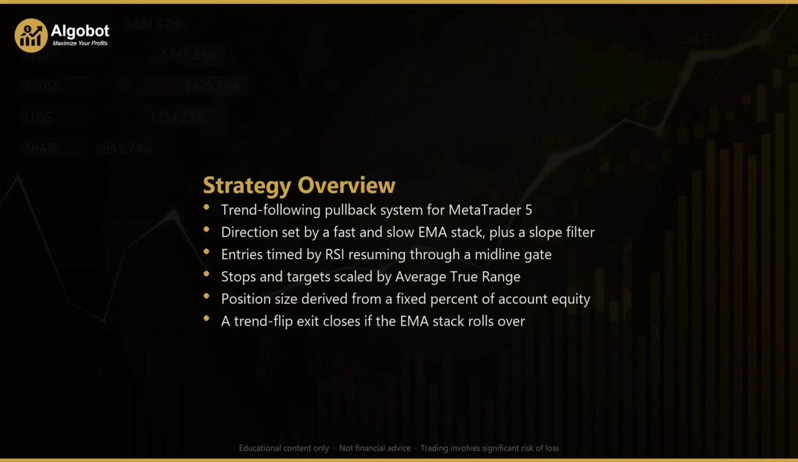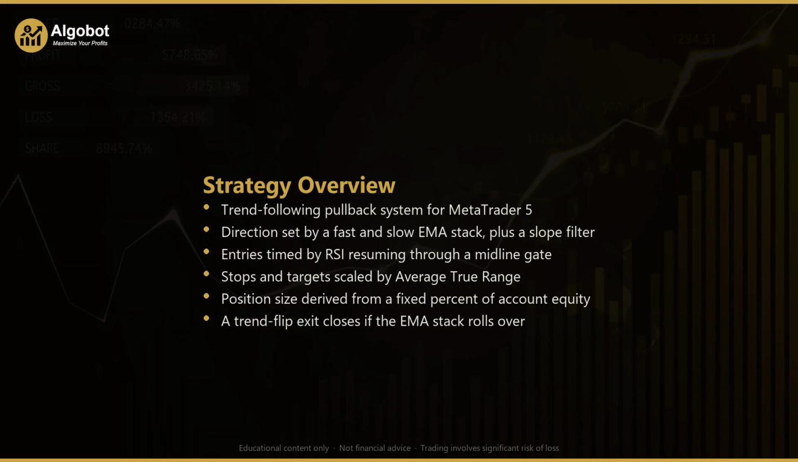The direction is established by a stack of two exponential moving averages, a fast line with a default period of 20 and a slow line with a default period of 50. But a moving average crossover alone can fire during flat, choppy conditions, so this strategy adds a slope filter. The slow moving average must also be sloping in the right direction, measured over the last 10 closed bars, before the market is considered to be trending. That extra check is designed to keep the strategy out of sideways ranges where trend signals are unreliable.